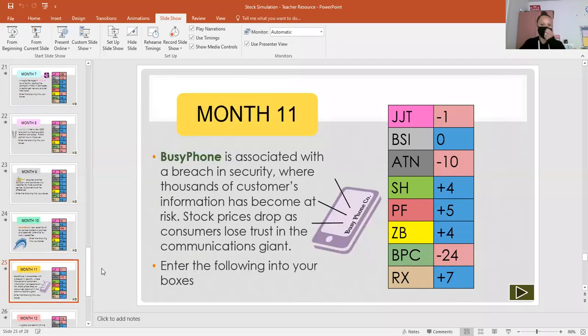Month 11, busy phone is associated with a breach in security where thousands of customers' information has become at risk. Stock prices drop as consumers lose trust in the communications giant. So -1, 0, -10, +4, +5, +4, -24, +7.